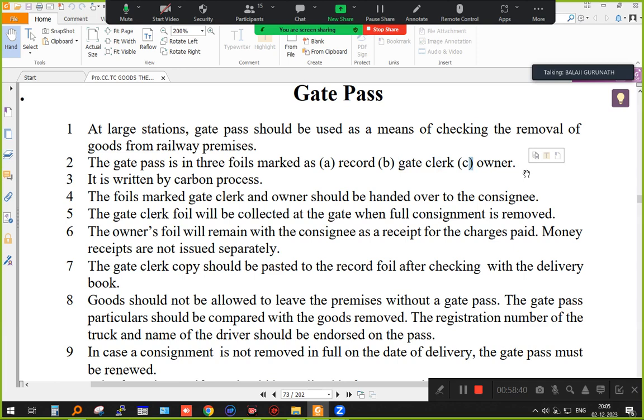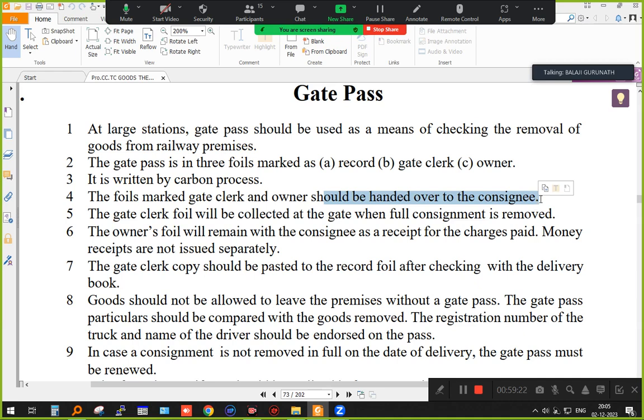The goods shed or the parcel shed will be a very big shed, and the person giving delivery will be sitting in the parcel office inward section, and the gate clerk will be sitting at the gate in a secluded cabin. He'll be sitting near the gate. So there is quite a distance between the gate and the original place where the delivery was granted. Now these are the three foils. It is written by carbon process. The foils marked gate clerk and owner should be handed over to the consignee.